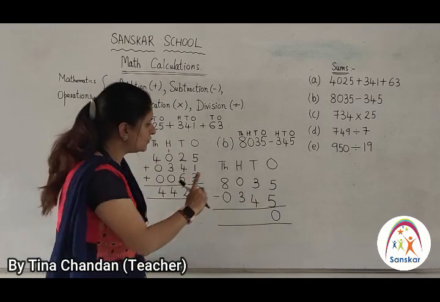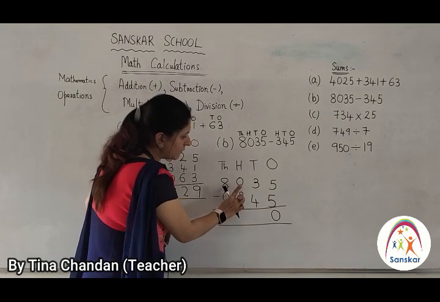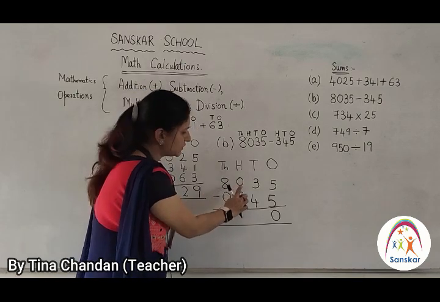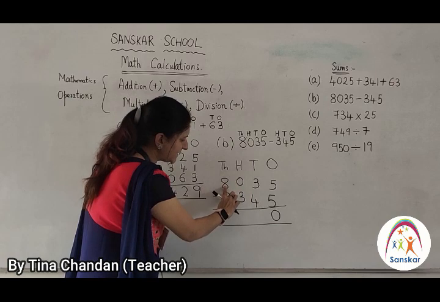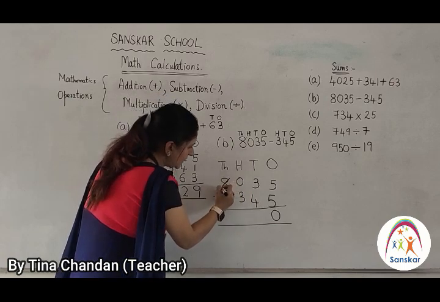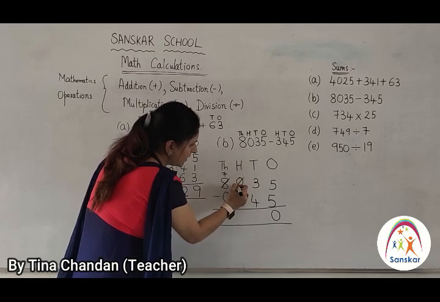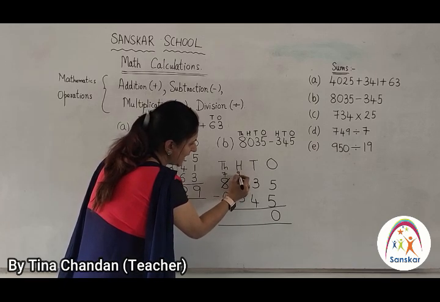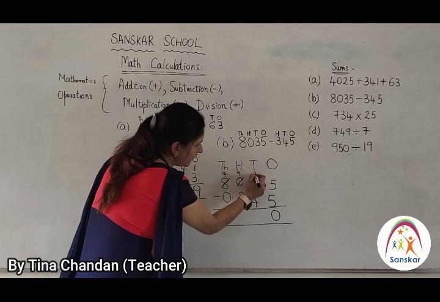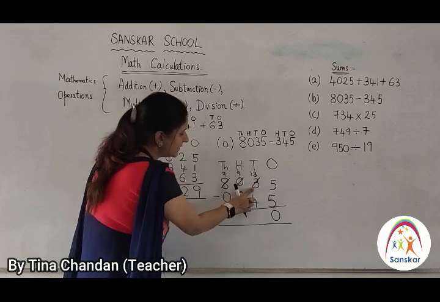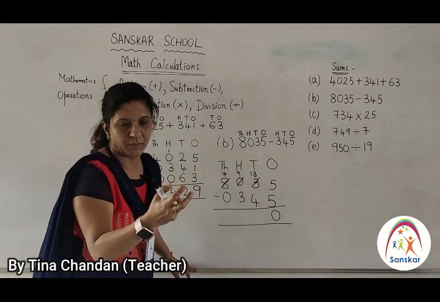So what you are going to do, you will borrow from the neighbor. But here the neighbor is also 0. So what we are going to do, we'll go to the next neighbor. What is there? Here it is 8. It will become 7. While cutting the number, the middle number will become 9. And here you are going to give 1. Clear? This step is called borrowing the number.